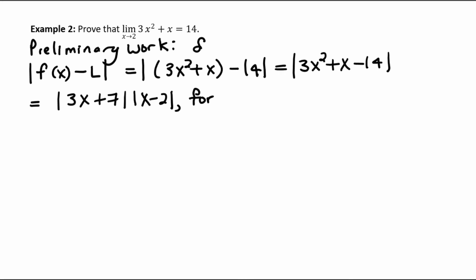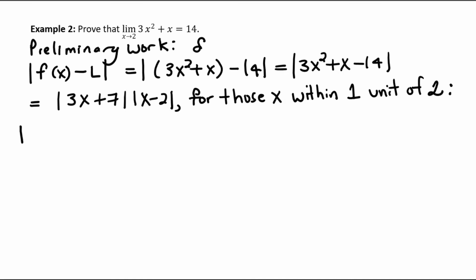So, for those x within 1 unit of 2, the absolute value of 3x plus 7 will have the absolute value of 3x, and we're going to do something clever with the 7. That is, write it as a difference of 2 terms. So that's the same thing as negative 6 plus 13. In the absolute value, let's group together the 3x minus 6.